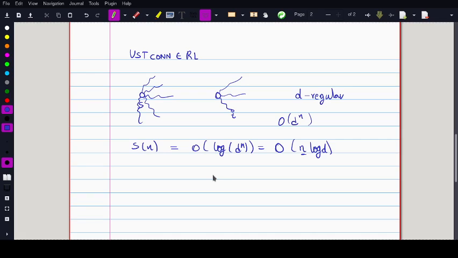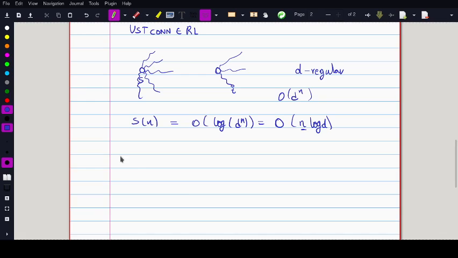But now let's consider a very special class of graphs. Let's say we consider graphs such that the diameter of the graph, which is the longest path that you can consider, is of logarithmic length. So consider those graphs which have diameter of length logarithmic.